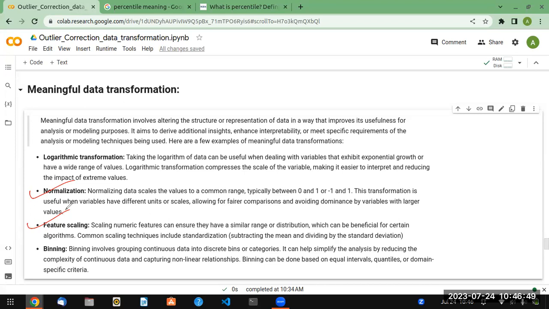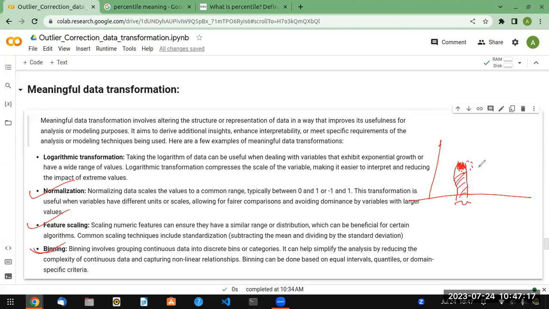Another thing is called binning. What is binning? Suppose you have some overlapping points, very overlapping with each other. It will be very difficult to interpret if it is overlapping. So instead of analyzing in this way, you consider this range as one bin.